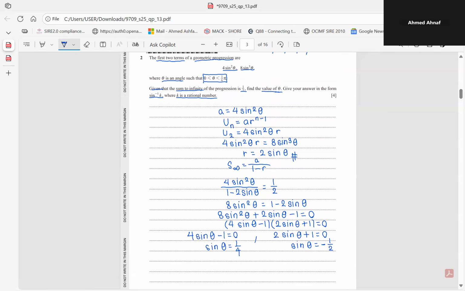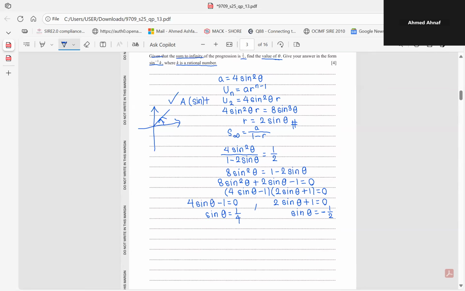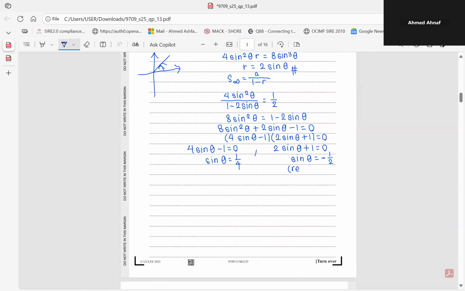Okay, so in order to know which value to reject, let's take a look at our given domain for theta. So theta is between 0 and pi over 6. And in our unit circle, that lies all within the first quadrant only. And in the first quadrant, we have the letter A, so that means sine must be positive. So hence, we're going to have to reject the negative value.